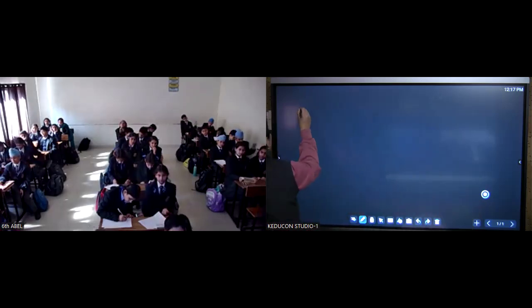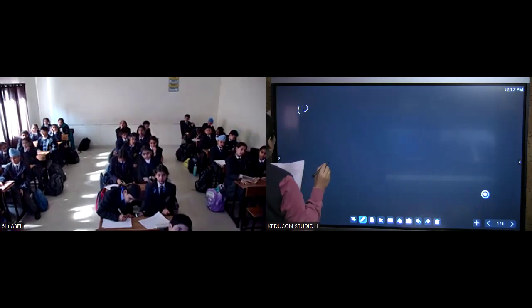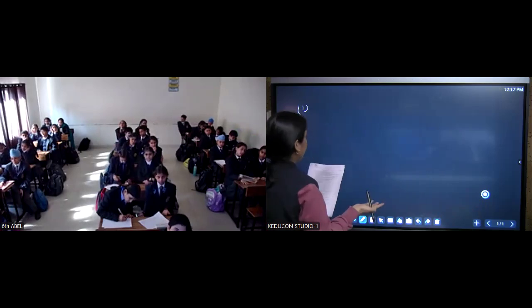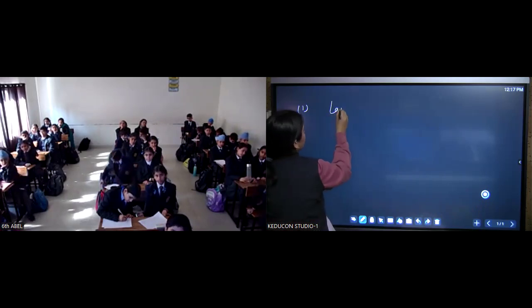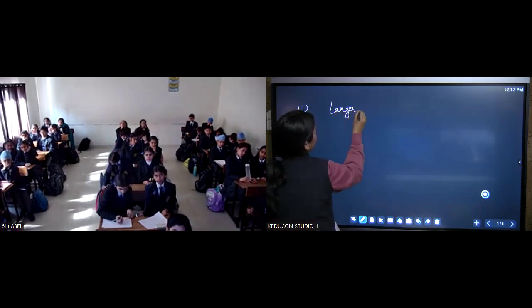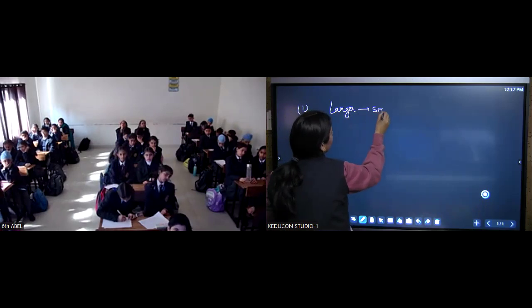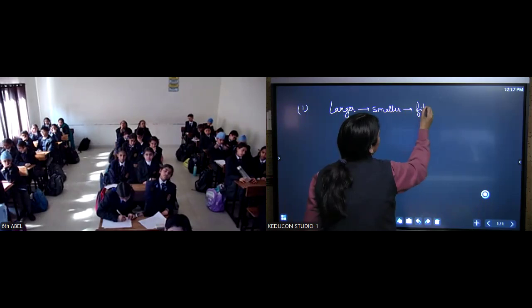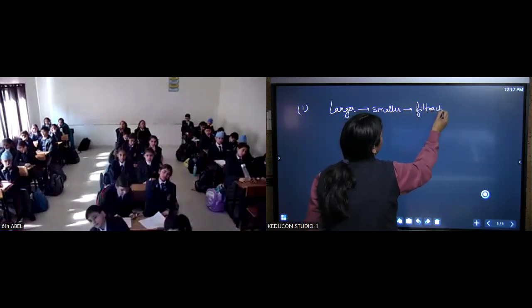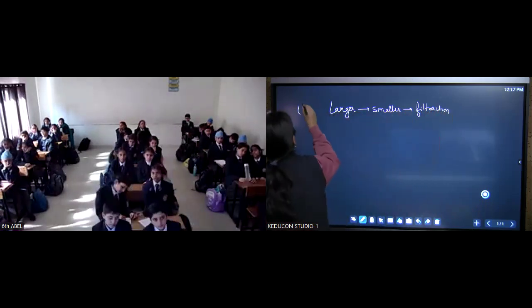ठीक है? So now the question is, which of the following statements are incorrect? You have to tell me the incorrect statement. First statement is, larger solid particles can be separated from smaller ones by filtration. So here it is saying the larger particles we can separate from the smaller ones through filtration. Okay, so this was the first.